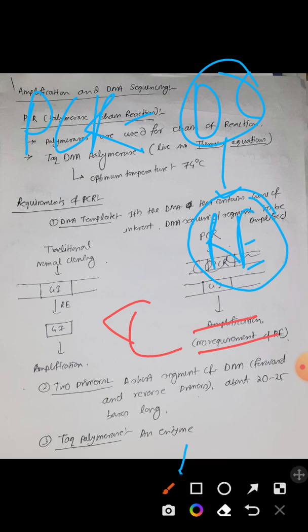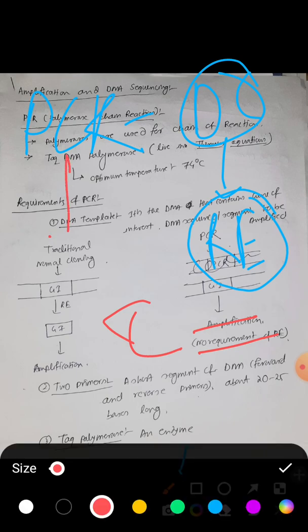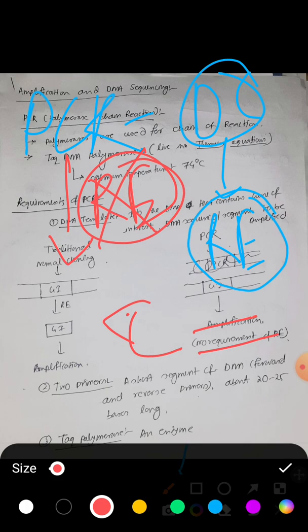But in case of PCR, there is no use of restriction endonuclease. The entire DNA sample in which your gene of interest may be present is amplified with the help of PCR. So that is the basic difference between PCR and normal DNA cloning. In DNA cloning, you have to use restriction endonuclease digestion before the further DNA amplification, but in case of PCR you won't require this.